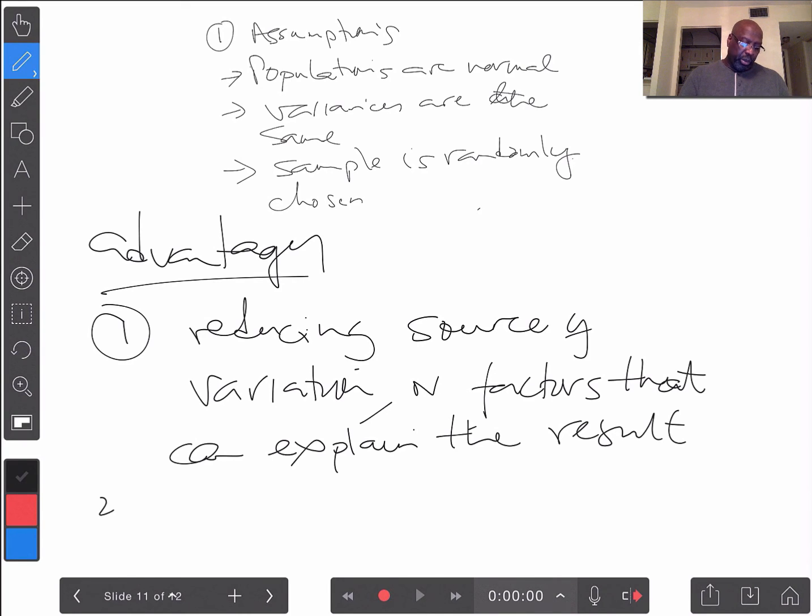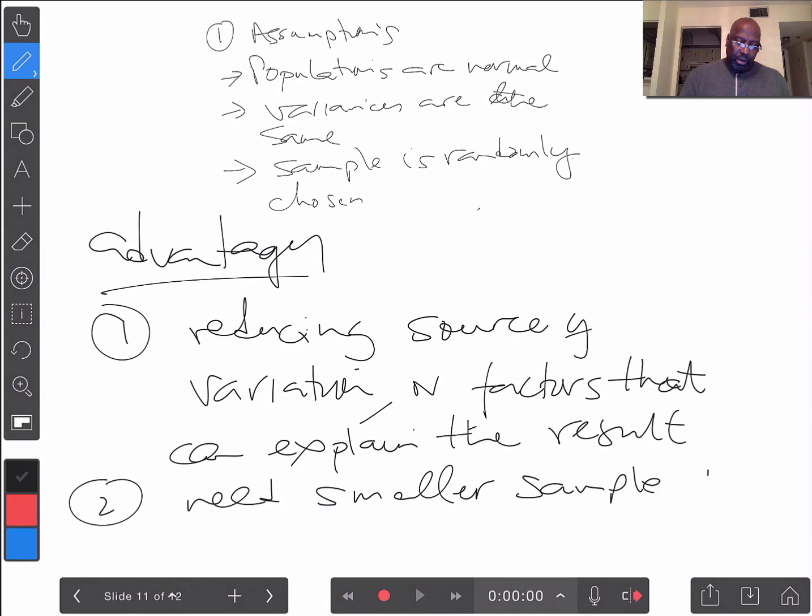That's one. Two, you need smaller sample sizes. So we didn't have to find 15 cars, we only needed 5 cars, and repeated the experiment 3 times. So that would actually have been cheaper than trying to get 15 cars. Okay? So those are the 2 big benefits of that: reducing error variation, or the sources of explanation, the number of factors that can explain the variation that we see, and then of course we need a smaller sample size.